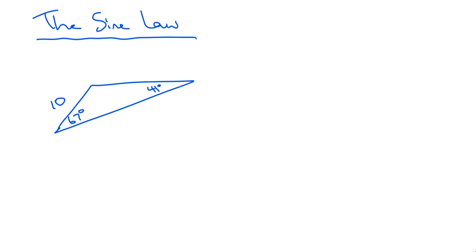This video is about the sine law. The sine law is a tool that we use in trigonometry when we do not have a right angle triangle. You'll recall that when you have a right angle triangle, we use SOHCAHTOA. When we don't have a right angle triangle, we can't use SOHCAHTOA because we don't have a hypotenuse. And so this is the first of two tools that we will use.